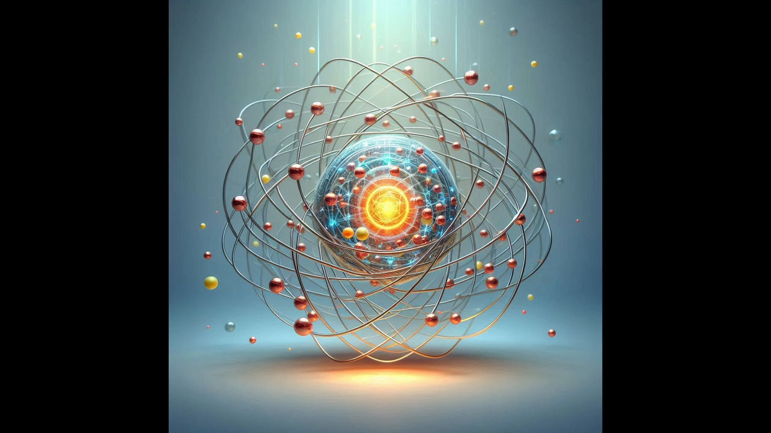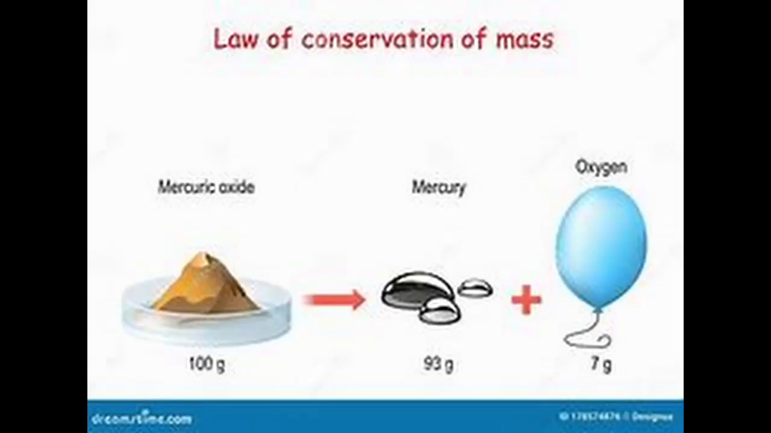The combination of elements to form compounds is governed by the 5 basic laws. The law of conservation of mass. This law was put forth by Antoine Lavoisier in 1789, and it says that matter can neither be created nor destroyed during a chemical reaction.